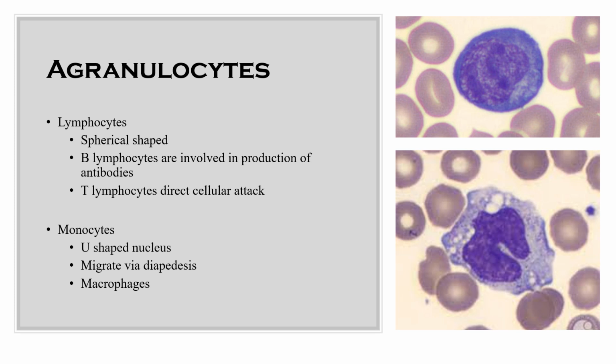Agranulocytes, once again, do not have granules. These are your lymphocytes and your monocytes. Your lymphocyte is spherical shaped, like very well spherically shaped. And you have two types. You have the B lymphocyte that's involved in the production of antibodies, and you have the T lymphocytes that are involved in direct cellular attack. Monocytes, unlike the lymphocytes, are generally U-shaped. And they also, like the basophils, migrate via diapedesis. And these guys form macrophages that are directly involved in attacking these pathogens that enter your body.